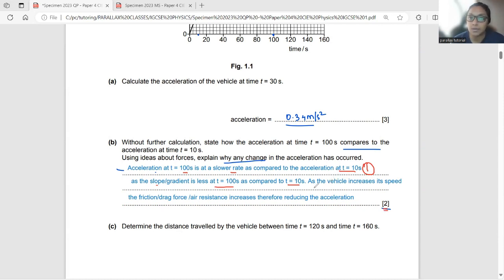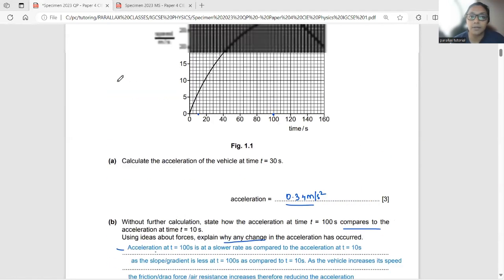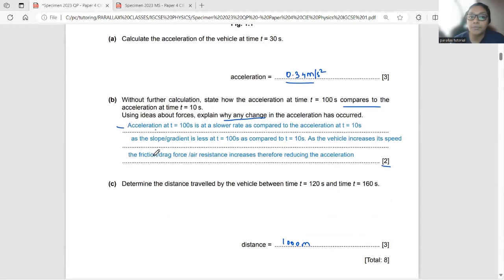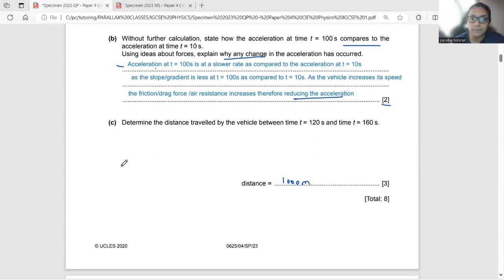The second mark is to write down as the vehicle increases its speed. So clearly the vehicle was increasing the speed. If we have a look at the graph again, see, vehicle speed was increasing. Now the friction or the drag force, or the air resistance, will be opposing the motion of the vehicle. And this results in reducing the acceleration. So this is what you have to write for the second mark, right? And that's how this question is answered.